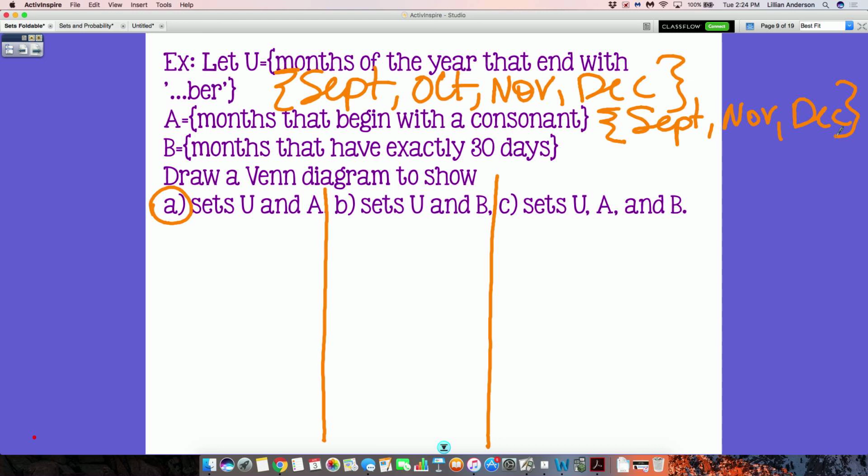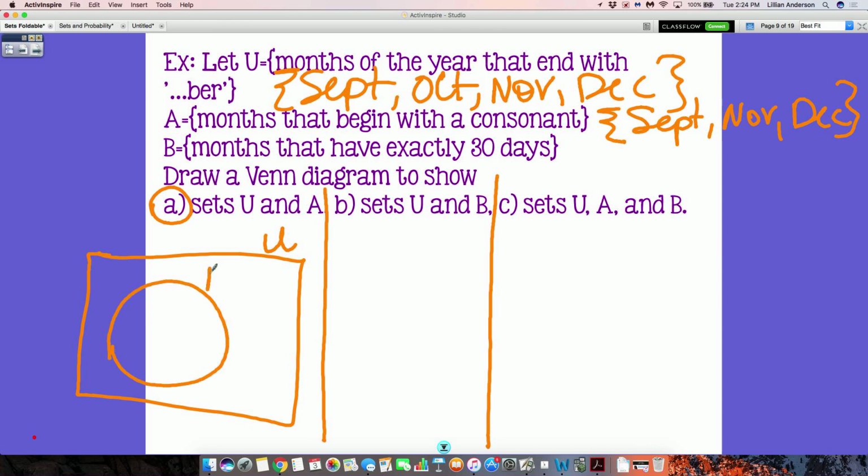Did everybody have a rectangle? As you should. Everyone should have had the rectangle and labeled it U to represent the universal set. Now, I need to have all 4 months inside of this box. How many circles do I need? Just 1, because I'm only talking about set A. What's going to go inside of set A? September, November and December, because we've already written them out. Do I have all of the months that are in my universal set? No. What's missing? October. Where does it go? Outside the circle, but inside of the rectangle. And that's what you should have had.